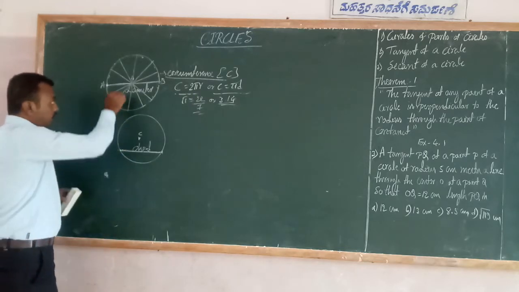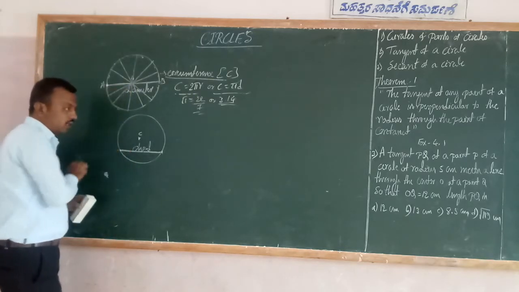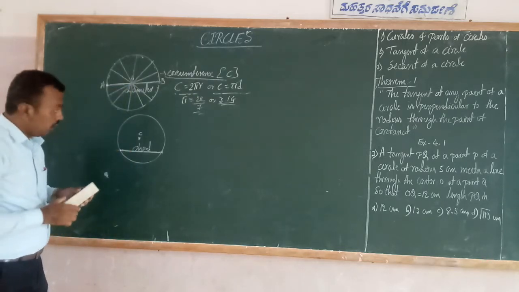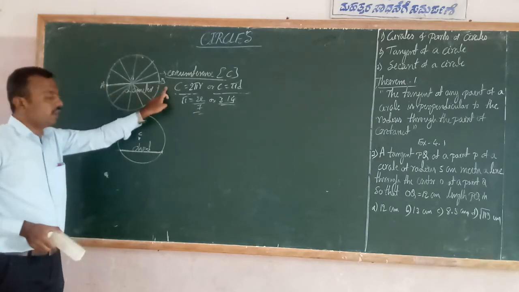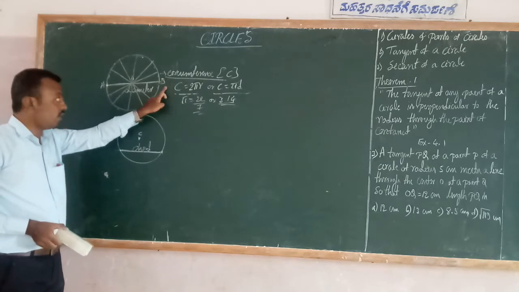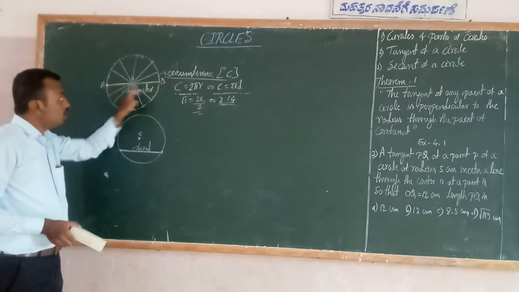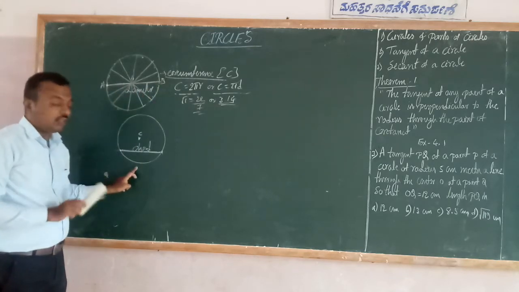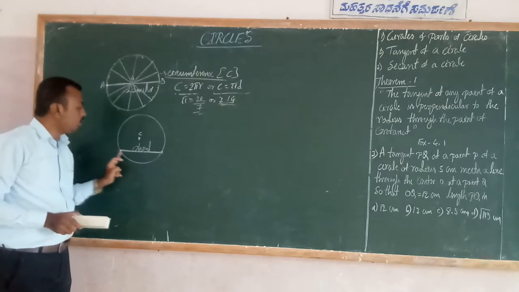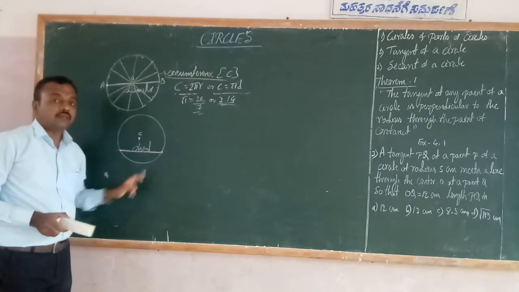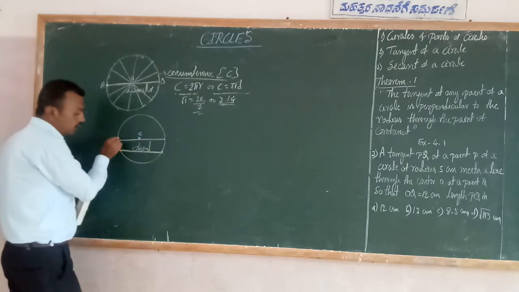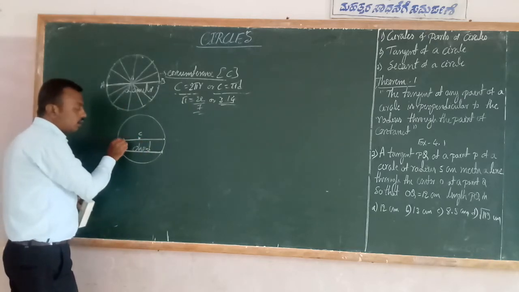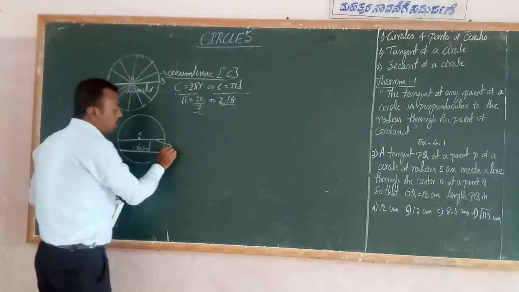See, students, what is the difference between a diameter and a chord? A diameter is also a line joining any two points on the circumference of a circle, but it passes through the center. A chord need not pass through the center. If it passes through the center, what happens? It is a diameter and also a chord, but it is the longest chord in a circle.